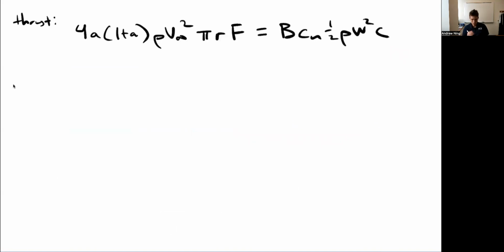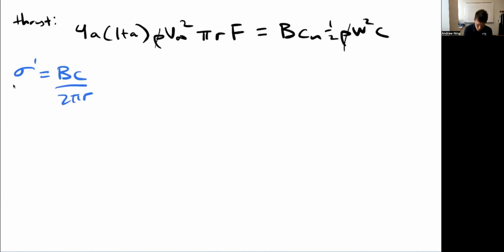So again, thrust from momentum theory, thrust from blade element theory, and we're equating them to each other. All right, so we can simplify this a little bit. A few things can cancel out. Rho can cancel. What we're going to do is combine some terms. So we're going to define this quantity here, sigma prime, as B times C over 2 pi r.